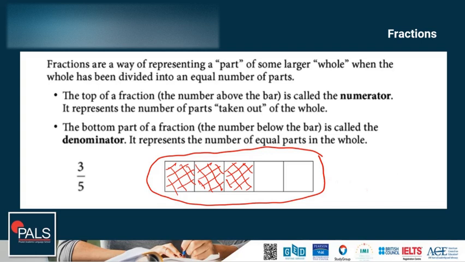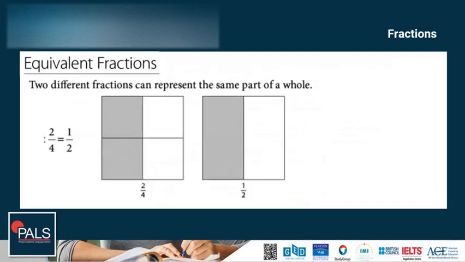Let's proceed to equivalent fractions. Two different fractions can represent the same part of a whole. For example, on the figures on the screen, you can see that 2 over 4 is equal to 1/2. These are called equivalent fractions. If the numerator and denominator of any fraction are multiplied or divided by the same number, the result will be an equivalent fraction.